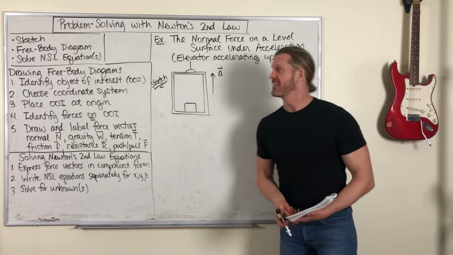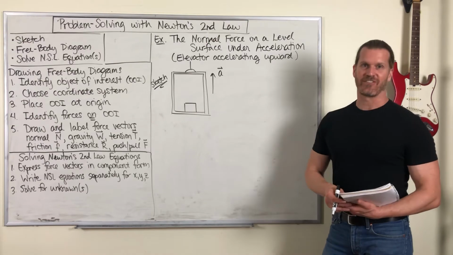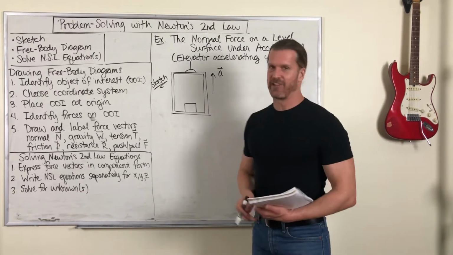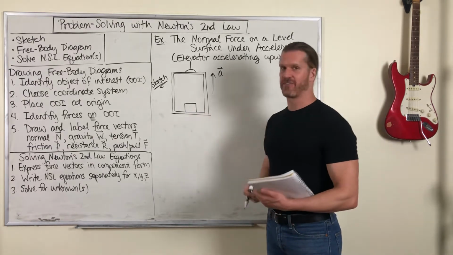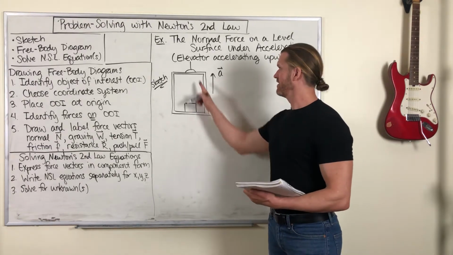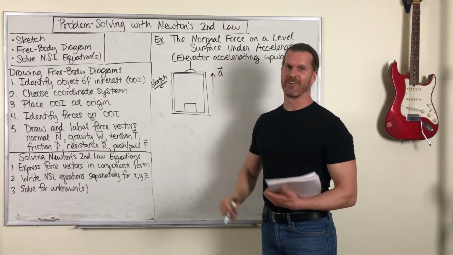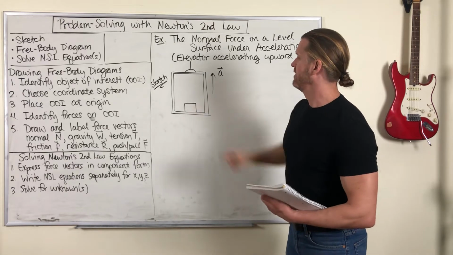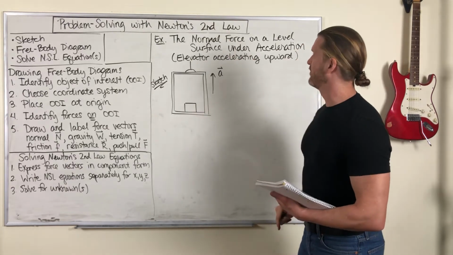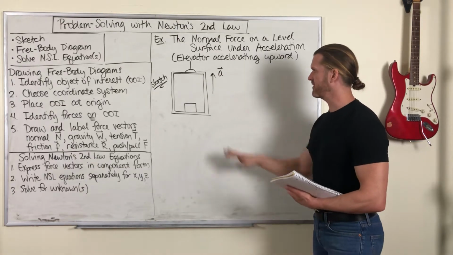Next example. Let's look at an elevator that's accelerating upward. We take our box, once again, we put our box in the elevator, and this elevator, there's the cable up there, it's pulling that elevator up, it's accelerating it upward, and we'll now look at what the normal force is on this box riding in the elevator. So there's our sketch.